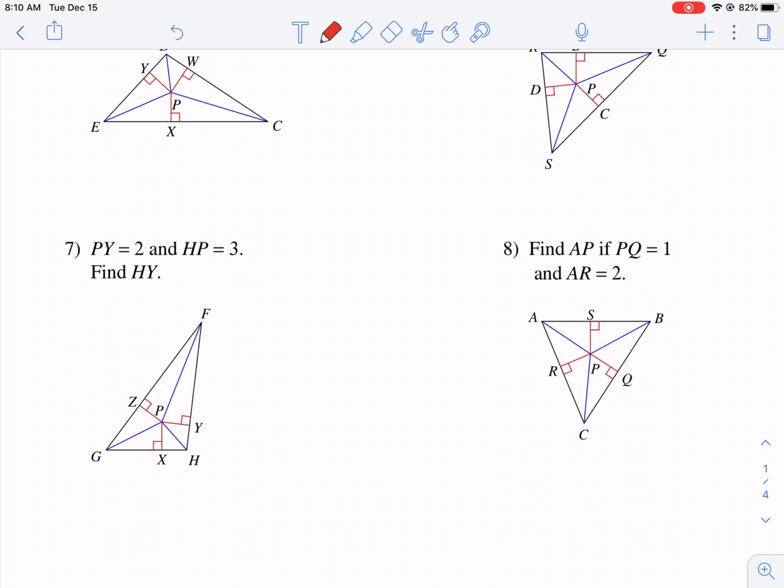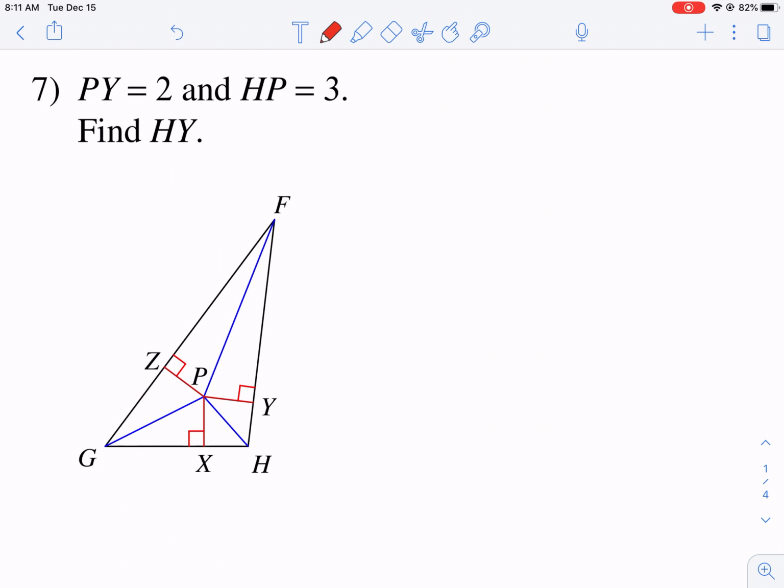So find HY. Oh, this one's a little different. So we have PY is 2. HP is 3. Okay, so this HP is 3. And we're asked to find HY, which is this little segment here. HY is this. Now, this one's a little bit different. This is an extension of some information.